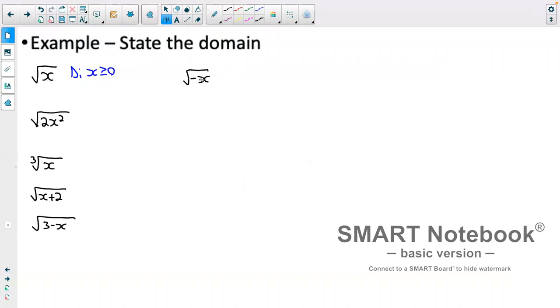The next one we have a square root of negative x. So that one will be our domain has to be equal or less than 0 because we want our x to be a negative to cancel with this negative to give us a positive. Now, for this next one, we have the square root of 2x squared. So this one, even though it's a square root, actually has a domain of x is all real numbers.